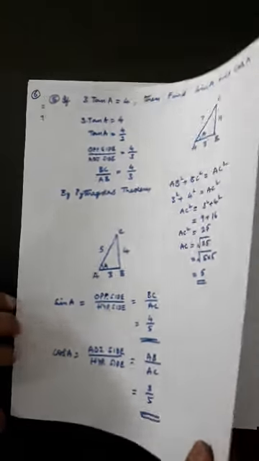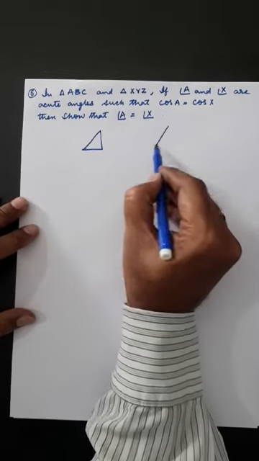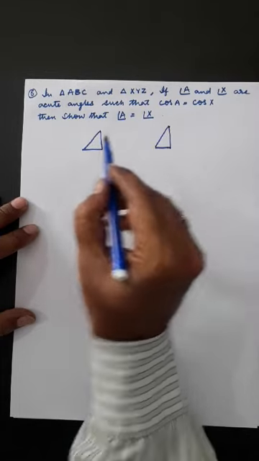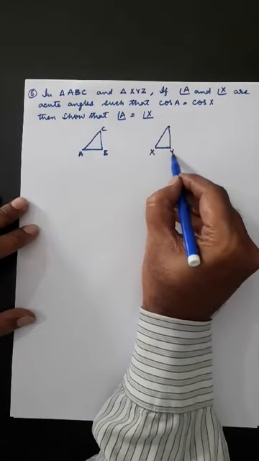So we'll go to problem 6. In a triangle ABC and XYZ, if angle A and angle X are acute angles such that cos A equal to cos X, then show that angle A is equal to angle X. Let's see how we can do this. First of all, let's draw 2 triangles. Okay. So this triangle is A, B, C, X, Y, Z.